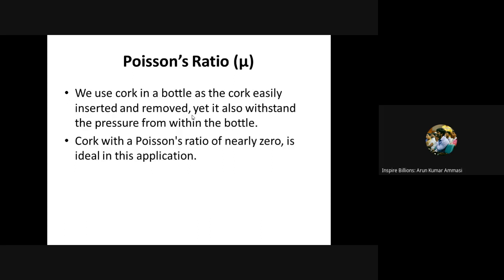And one example for the application of Poisson's ratio is how a different material can be chosen for a practical application. You could have seen a cork in a glass bottle used to hold a liquid under great pressure. So that's an example for Poisson's ratio, and similar types of application can also be seen in most engineering design.